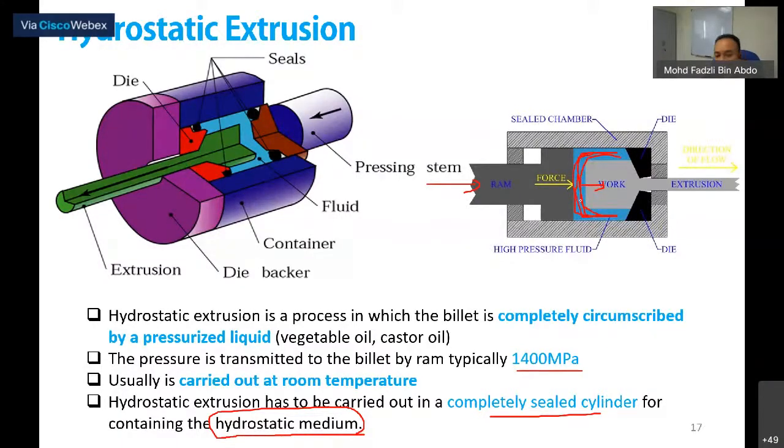Which mean dia sebenarnya kalau you nak tahu, kalau katalah sini ram ni force adalah 10 Newton. Sebenarnya dekat workpiece punya force dekat sini, bukanlah 10 Newton. It's greater than 10 Newton. Sebab ram ni kita dah letak 10 Newton kat sini, katalah 10 Newton, tapi dicampurkan dengan this liquid punya force. So that force yang tolak workpiece ni sebenarnya is greater than ram punya force, 10 Newton. Okay. Itu adalah hydrostatic extrusion.